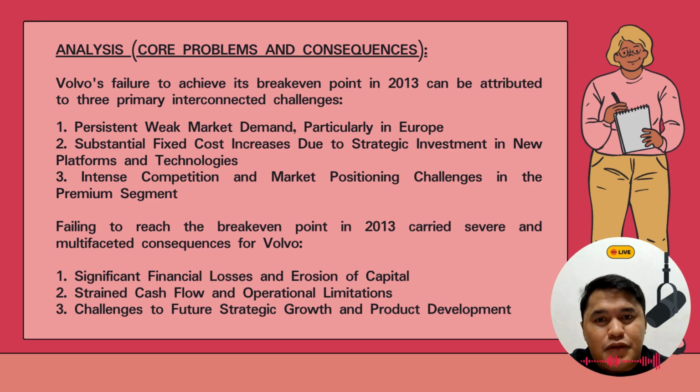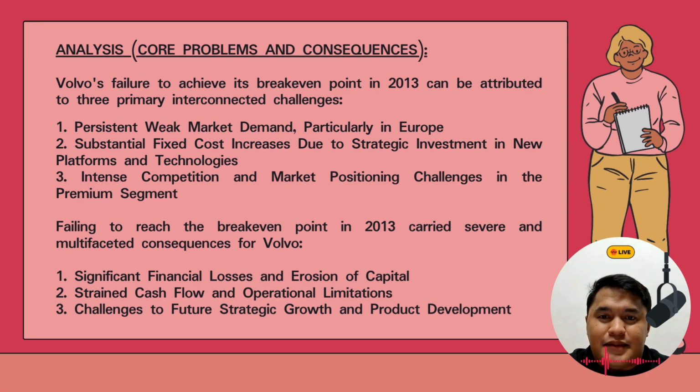Following the Geely acquisition, Volvo embarked on an ambitious strategy to revitalize its product portfolio and technological capabilities, including the development of its Scalable Product Architecture and a new range of Drive-E powertrains. While crucial for long-term competitiveness, this initiative necessitated massive investment in research and development, retooling factories, and expanding engineering capabilities. This expenditure significantly inflated Volvo's fixed costs, increasing the required break-even sales volume. When these elevated fixed costs were combined with the previously mentioned weak market demand, the gap between actual sales and the increased break-even threshold widened considerably. The next one is intense competition and market positioning challenges in the premium segment.